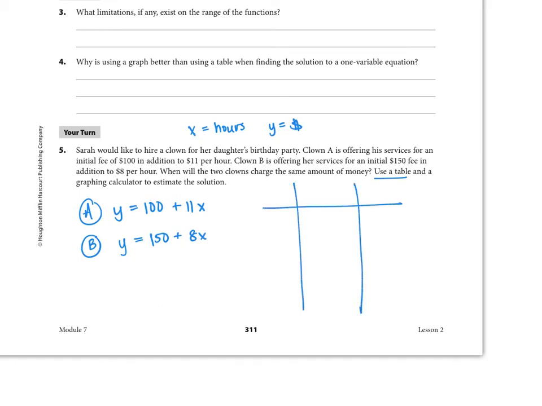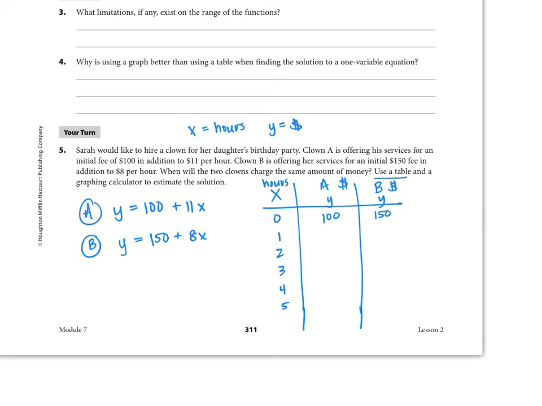Going to do a 3-column table because we have one input, that's our hours. And we have 2 different outputs because it depends on which clown, right? Clown A and then clown B, the cost. Put $ sign here. So this is our output Y. All right, so in 0 hours, clown A is $100, clown B is $150. In 1 hour, and 2, and 3, and 4, and 5. We can keep going if we need to. Be flexible with your tables if you need to add to it.